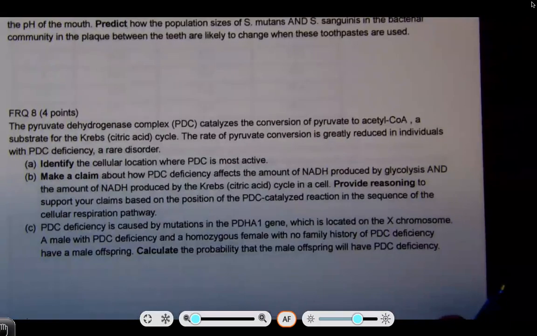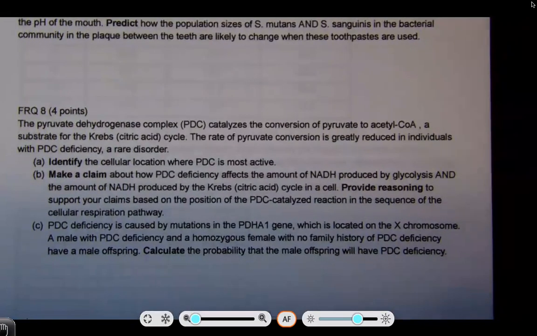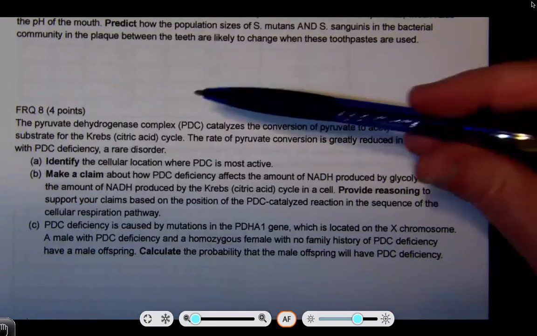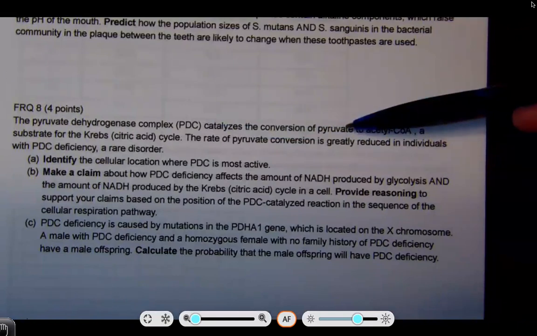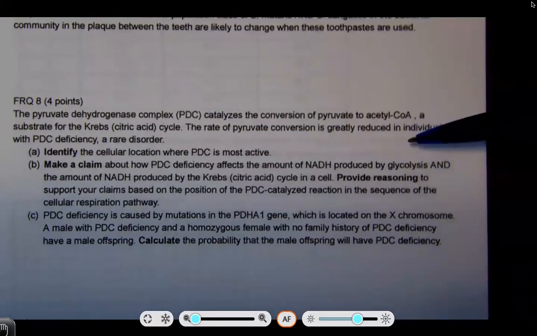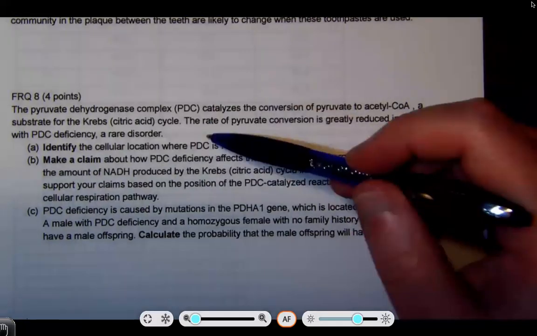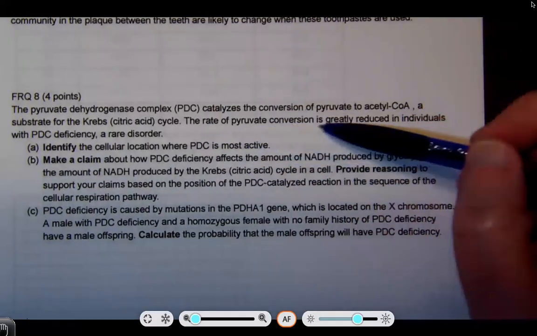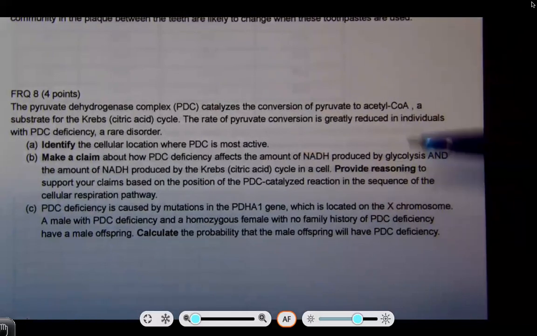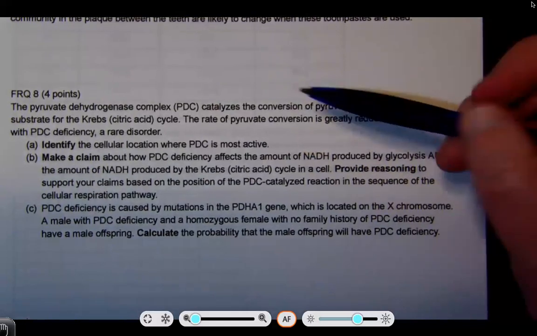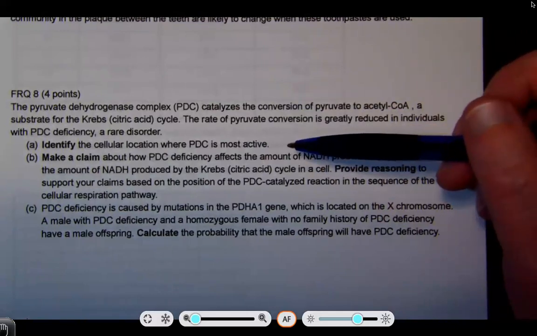Question 8 is a really nice question for studying for the AP test. The pyruvate dehydrogenase complex, or PDC, catalyzes the conversion of pyruvate to acetyl-CoA, a substrate for the Krebs cycle. The rate of pyruvate conversion is greatly reduced in individuals with a PDC deficiency, which is a rare disorder. A is going to ask you to identify the cellular location where PDC is most active.